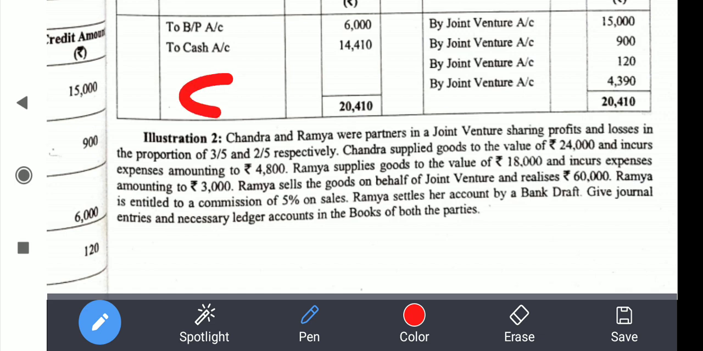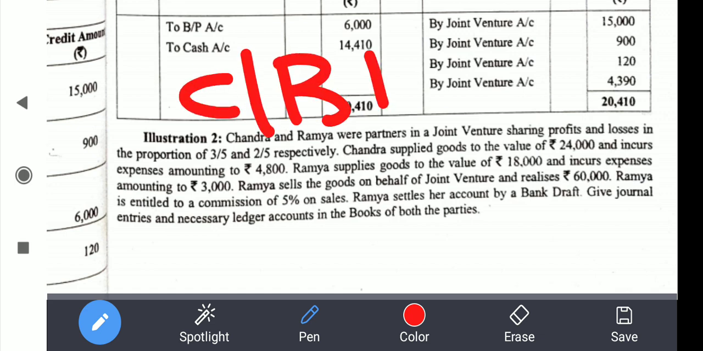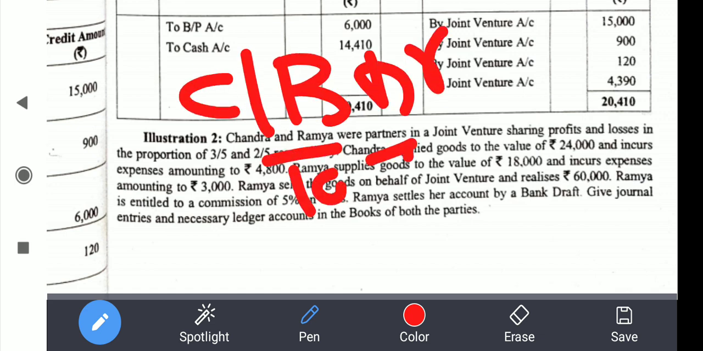Sales made. So cash or bank account debtor to joint venture account. Here the sales are made by Ramya. But in the books of Chandra, you just have to write joint venture account. Ramya account debtor to joint venture account, because here we receive the account receivable in that situation.